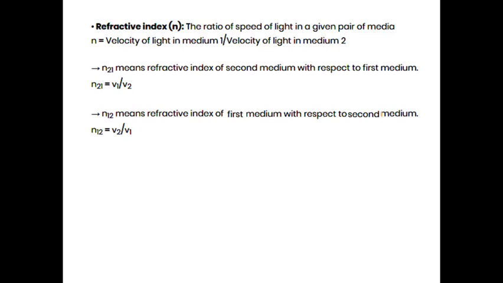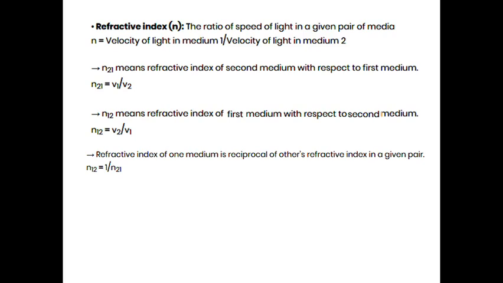Then the relation will be n21, which means refractive index of second medium with respect to first medium, v1 by v2. Another relation opposite, refractive index of first medium with respect to second medium is v2 by v1. Thus we have got two relations. Refractive index of one medium is always reciprocal of the refractive index of second medium.